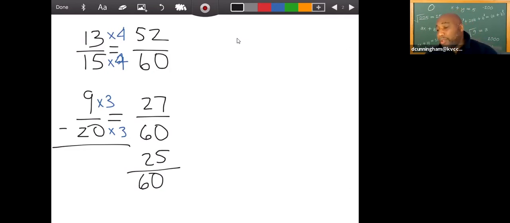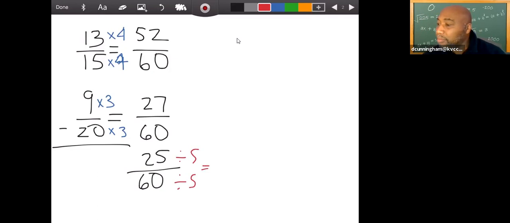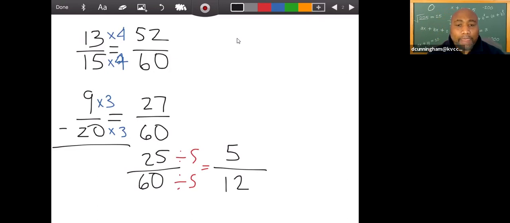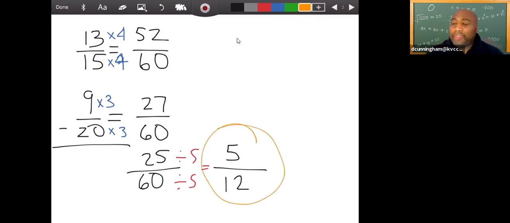So what two numbers can we divide into it? Let's just start with 5 and 5. 5 goes in there 5 times. And how about for 60, it is 12. Okay, how about 5 and 12? Can we reduce that? I think that is reduced. So then we just circle that. And that's how you subtract fractions, same way as adding fractions.